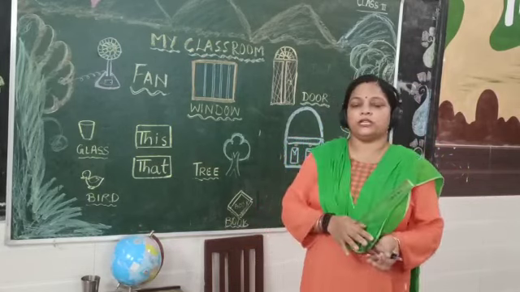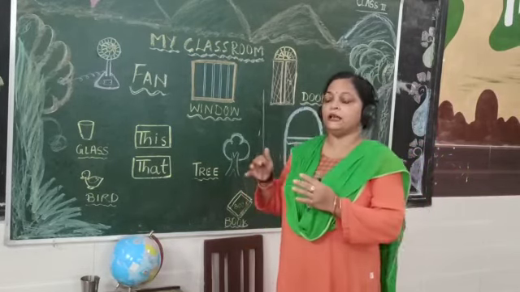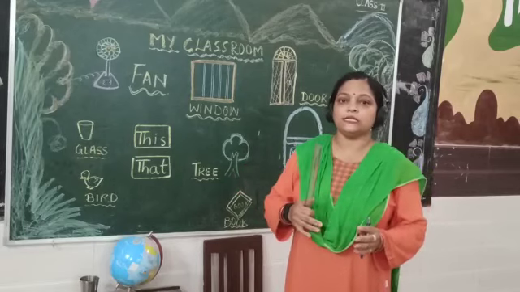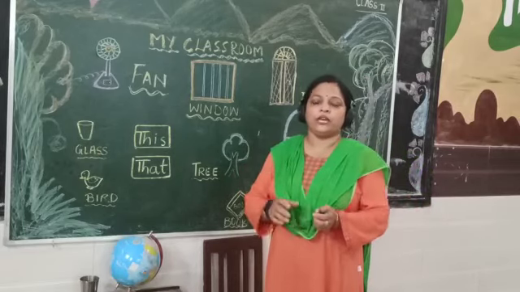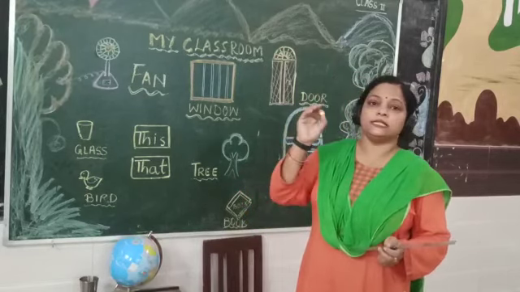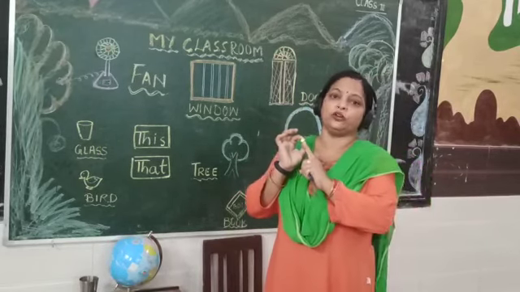Now, with the help of these objects, we are going to study about this and that. What is this? This is used when we have some object near to us. Like this. What is this? This is a chalk. Chalk is very near to me.